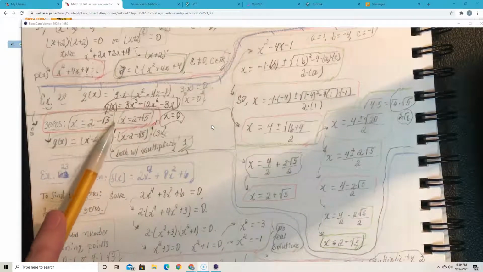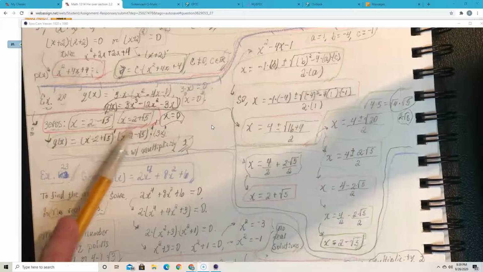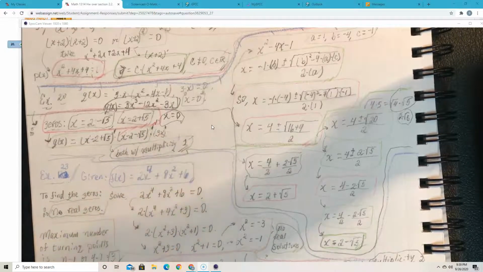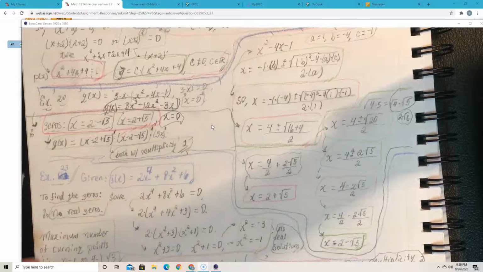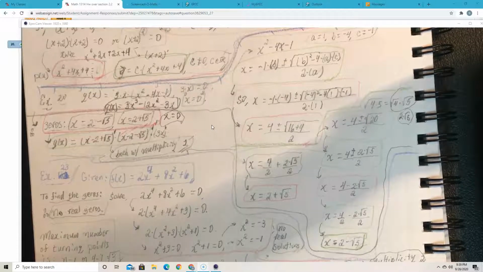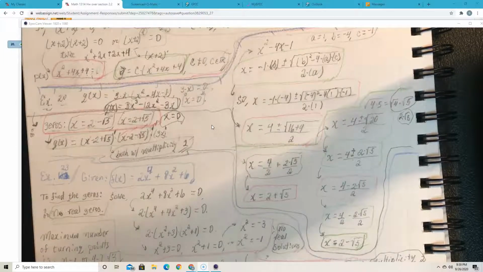Remember, we talked about the multiplicity. If you have odd multiplicity, then if the zeros, or the x-intercepts, have an odd multiplicity, that means the graph is going to touch there at the x-axis, but not turn around.